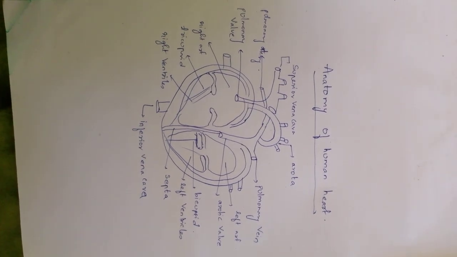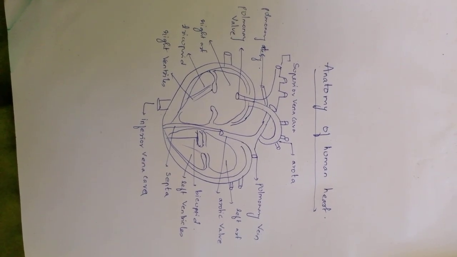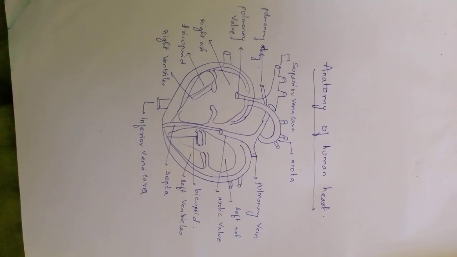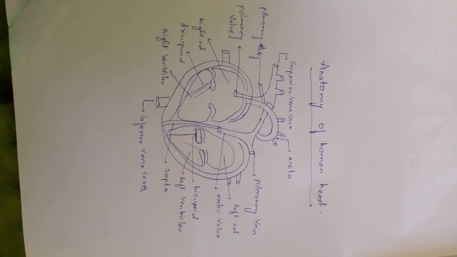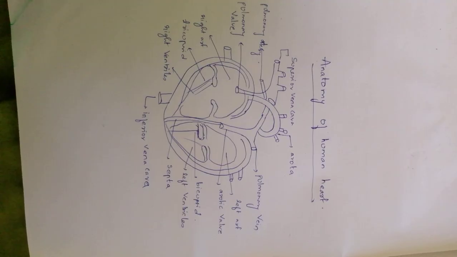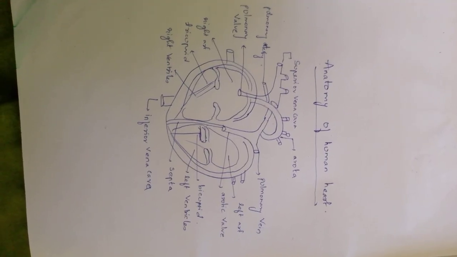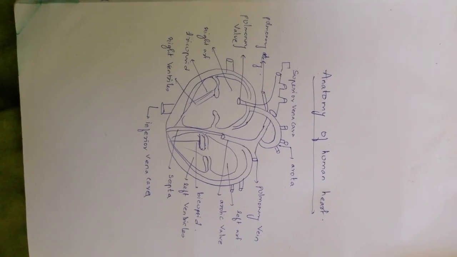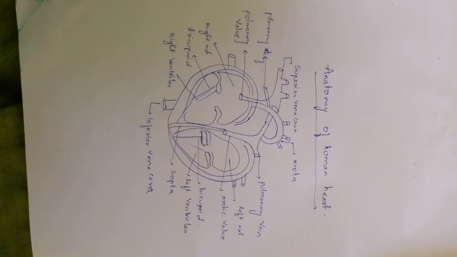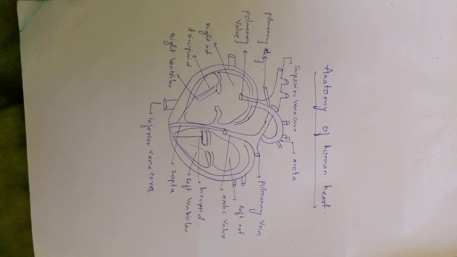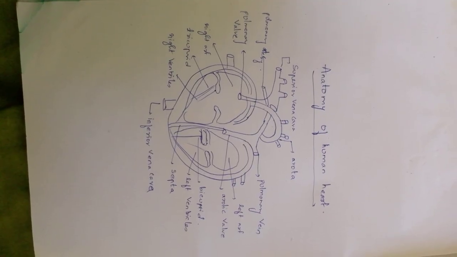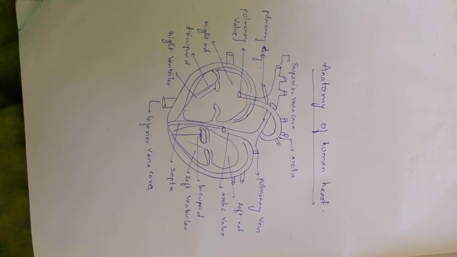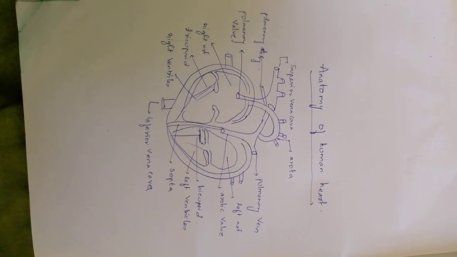Anatomy of the human heart is our topic today. What is anatomy? It's derived from Greek. Ana means up, tomy means cutting. Together we call it cutting up. The father of anatomy is Herophilus. The definition of anatomy is that we study the structure and the interrelationships.